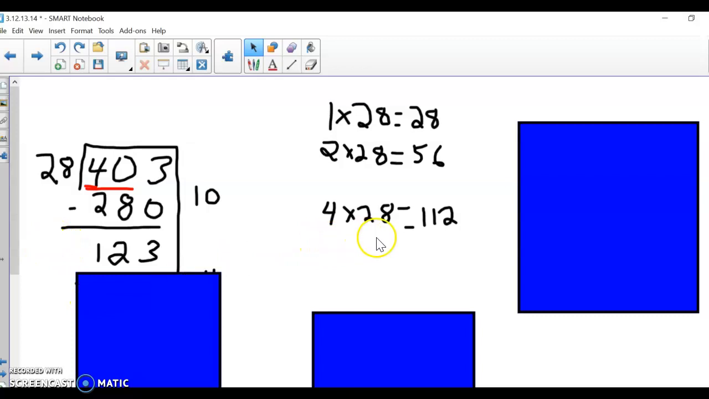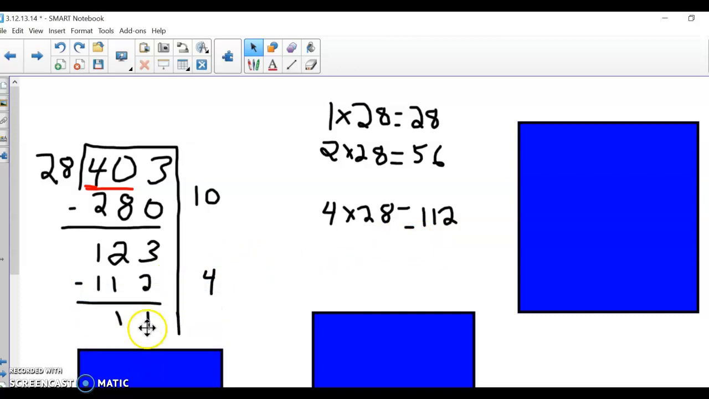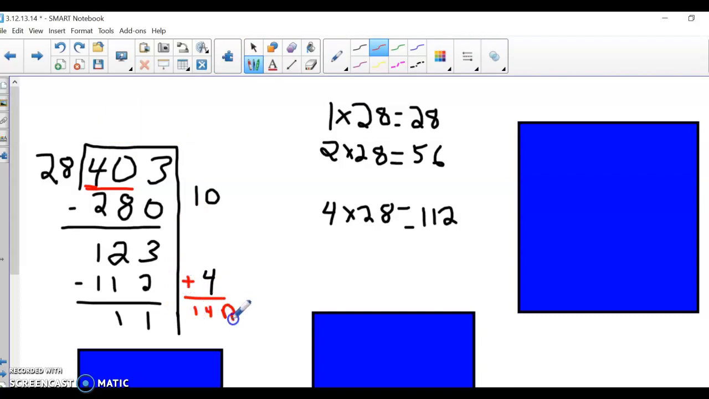So we're going to do 4 groups of 28 because we know 112 is close. And so if I put 4 groups of 28, I have to subtract 112, and I'm down to 11. As soon as your subtraction is smaller than your divisor, that's your answer. So in this case, we know that our answer is going to be 14 with a remainder of 11. All right. And so we can have some pretty big remainders now because we have a big divisor.